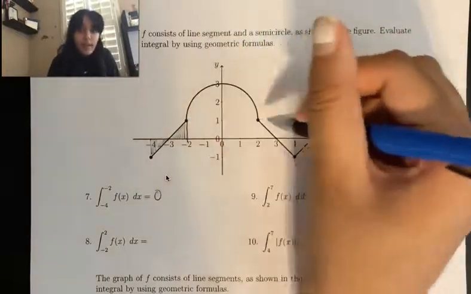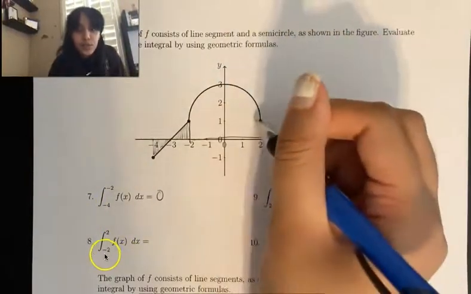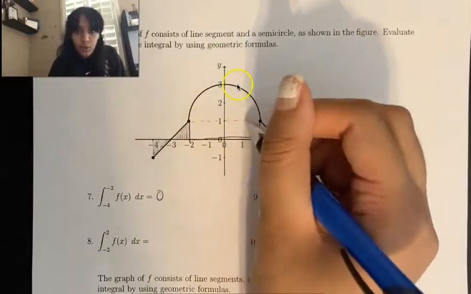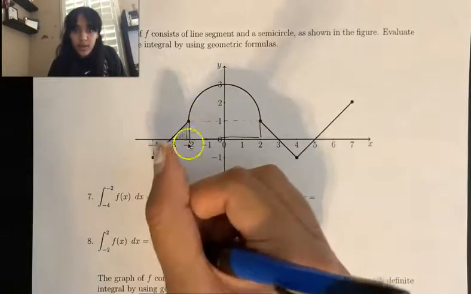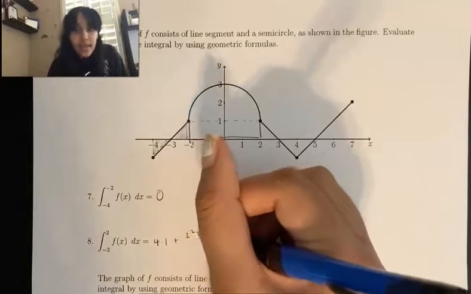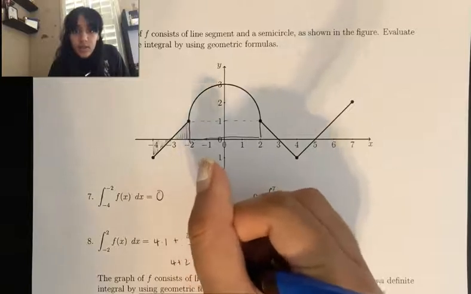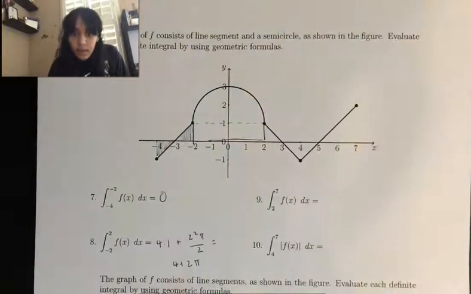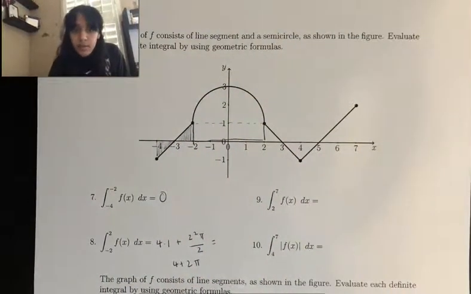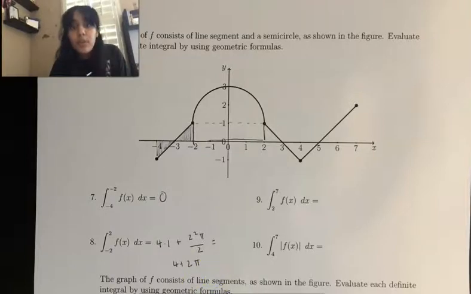So for number 8, it's from -2 to 2. So it's this whole thing, and you don't want to do the whole shape. You want to divide it up into a rectangle and a semicircle. So for your rectangle, it's base times height, so it's going to be 4 times 1. And then it's going to be 2 squared pi over 2, because that's your area for a semicircle, and your overall area is 4 plus 2 pi.